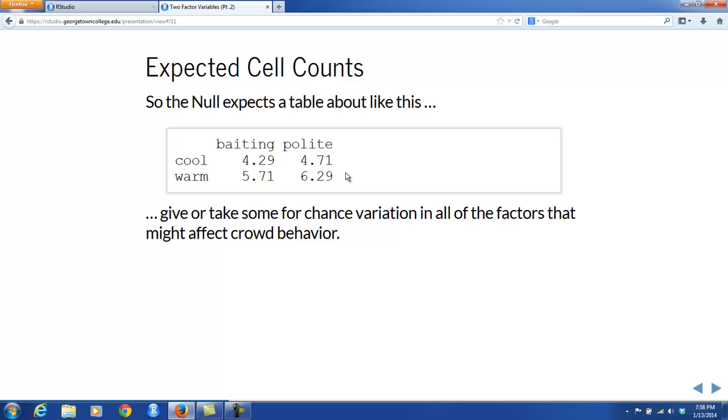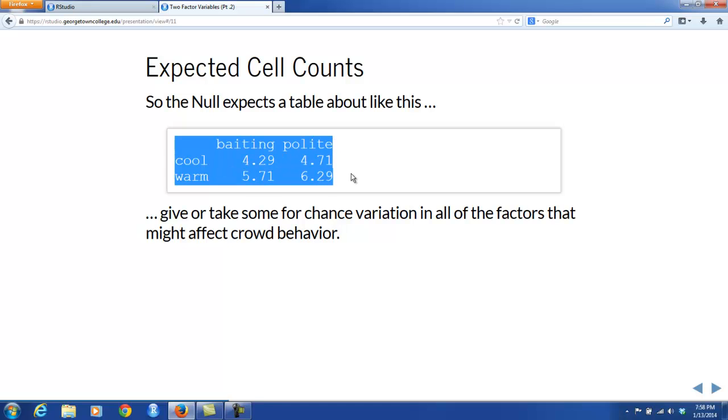Now, I know you're probably thinking to yourself, those numbers, they're all fractional. There's no way you could ever have 4.29 baiting cool weather crowds, and that's true. The 4.29 is just an expected value. You're expecting 4.29, give or take some for chance error, in that cell. The actual values, of course, will be whole numbers that depend on chance. But this is about the table that the null expects to see.